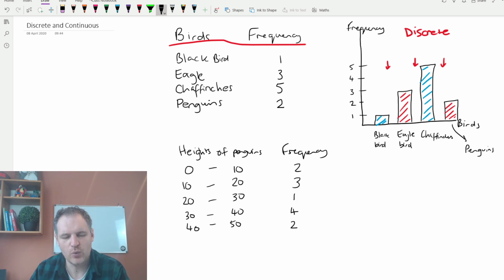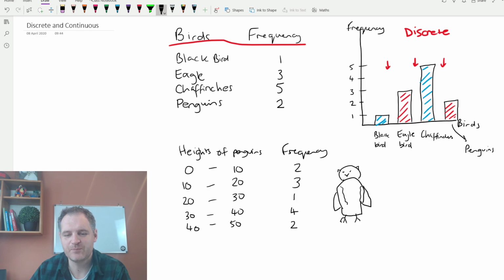But if I do this, 0 to 10, we have a problem. What happens if a penguin comes along? This is going to look awful. I'm not the best penguin drawer. I don't know if you can notice that. That's my best penguin ever. You'd have thought with all these penguins in the garden I'd be able to know what they look like. It just looks like a cat wearing a dinner jacket.